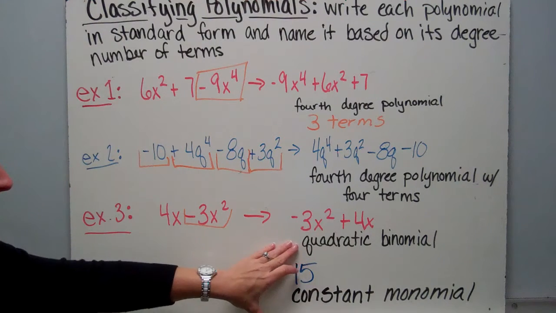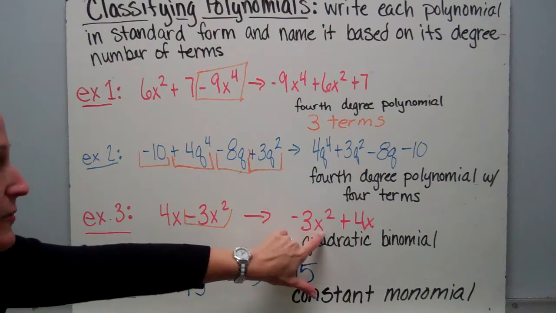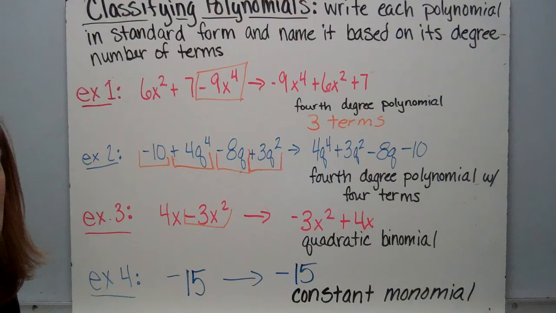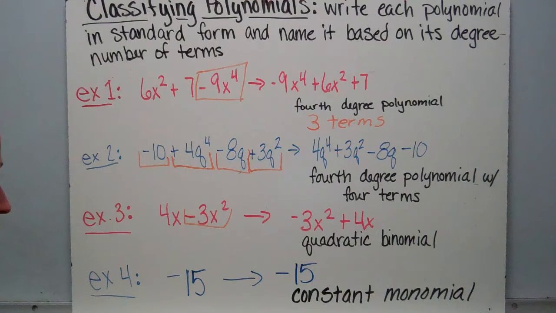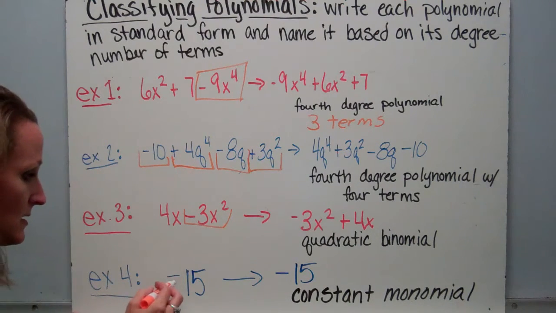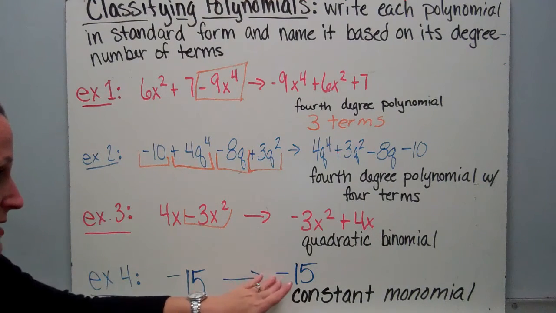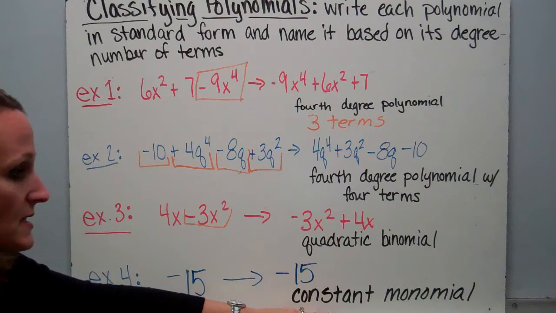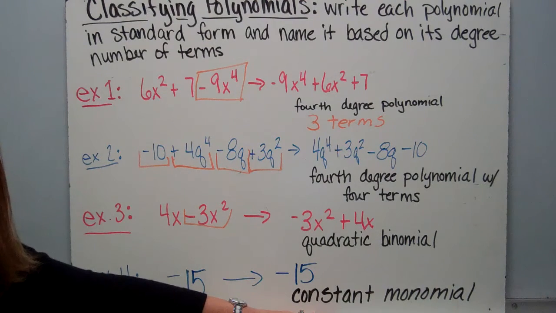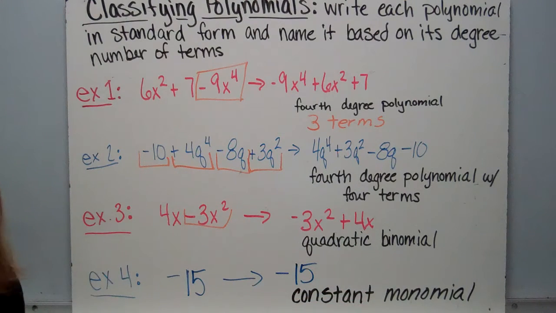It's a quadratic binomial. How do we know it's quadratic? Because it's an x squared. Anything squared is a quadratic. Okay, and what is this? Negative 15. We don't need to rearrange it. It just becomes negative 15. It's a constant because anything without variables with it is called a constant, and it's just a monomial. So we call this a constant monomial.